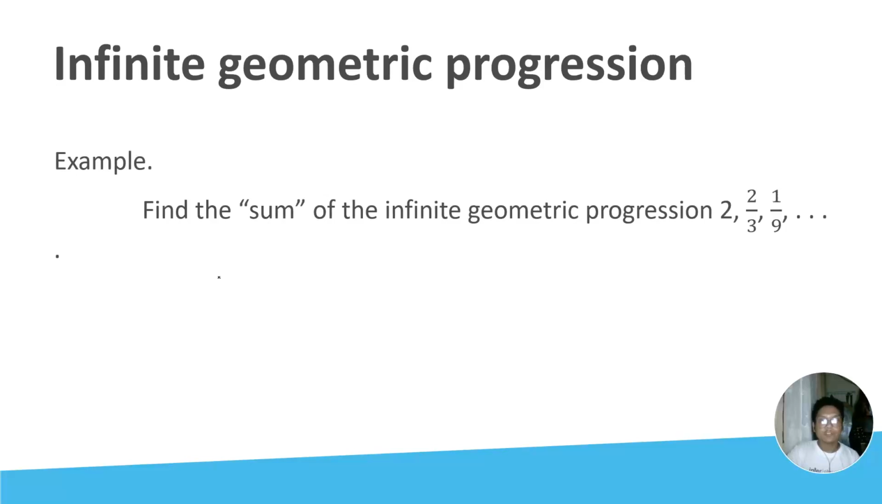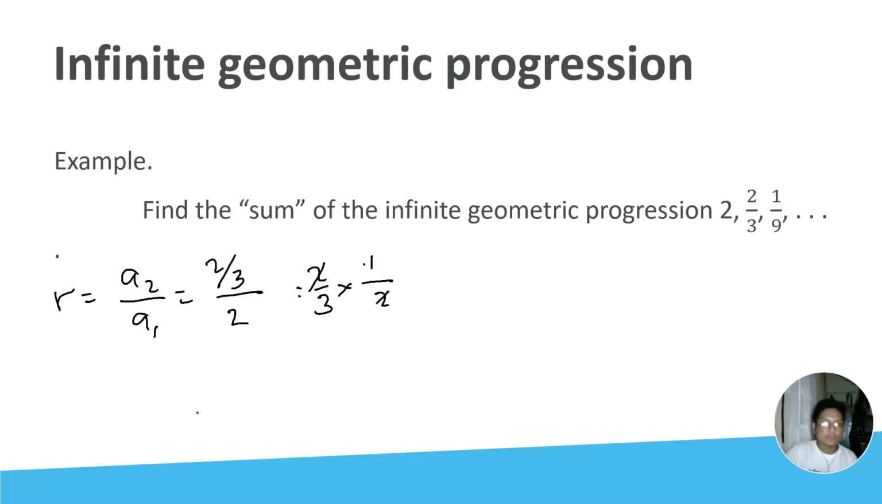Example, find the sum of the infinite geometric progression 2, 2/3, 2/9. So, to find the common ratio, divide lang natin yung second term sa first term. 2/3 divided by 2, or simply 2/3 times 1 over 2. Okay? Kaya, common ratio is 1/3.